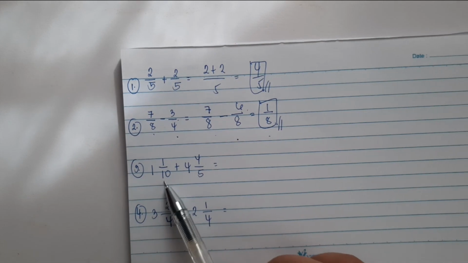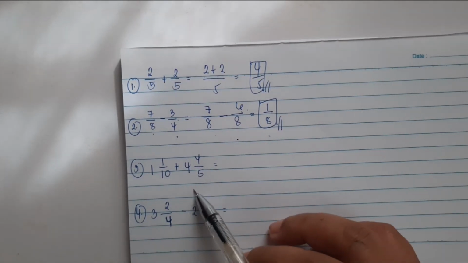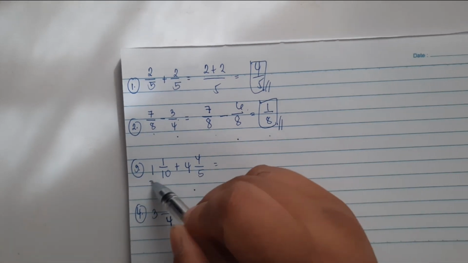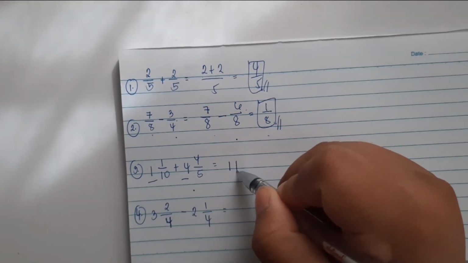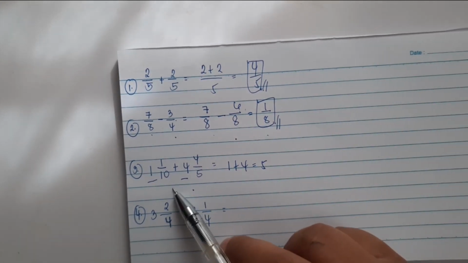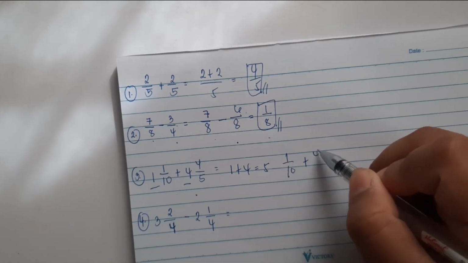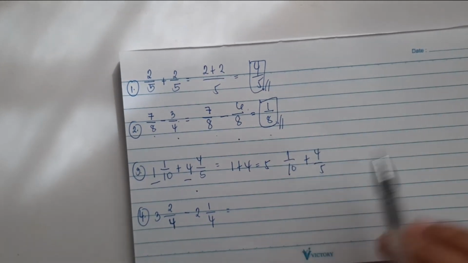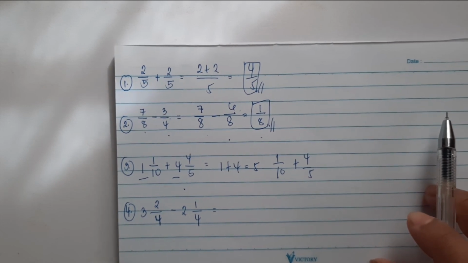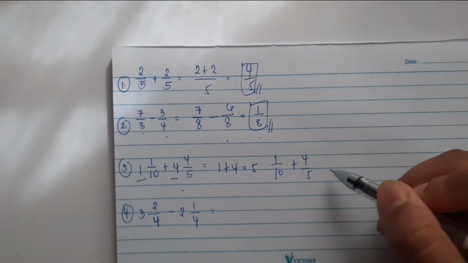Next number, 1 and 1/10 plus 4 and 4/5. Since this is a mixed number, we will check on the integer part first. So, 1 plus 4 equals 5. After that one, we will check on the fractional parts. 1 over 10 and 4 over 5. Since this is a dissimilar fraction, we will check if naa ba tayo pwedeng masimplify nila. Naa ba? Wala. Okay, so we will find the LCD na.